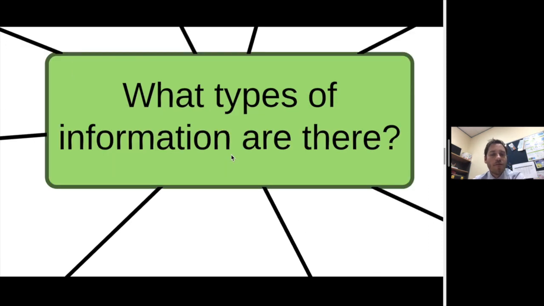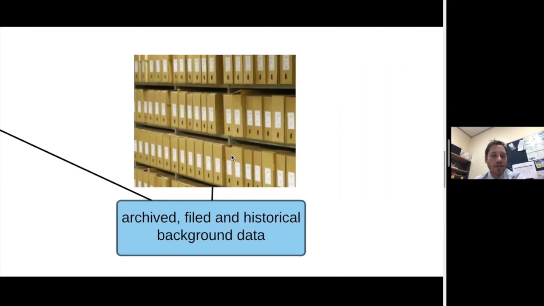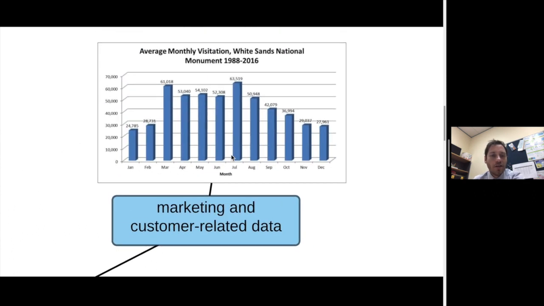So what types of information are there? And there are a range. There's archives. So we can see here it's basically a stack of boxes of folders in a room. Historical data, background data, things from censuses, etc. We can look at marketing and customer related data. So data related to customers, maybe products they've bought, products they've sold, and so on.